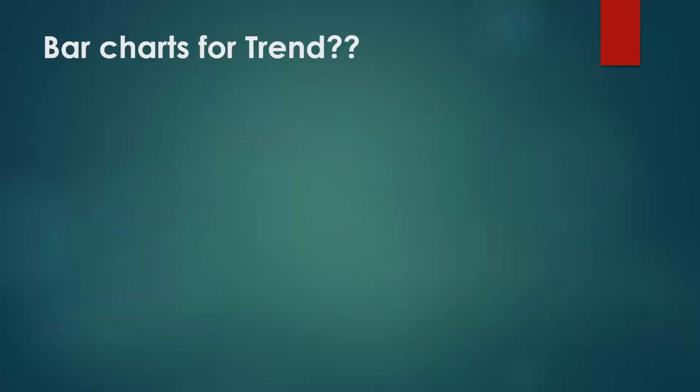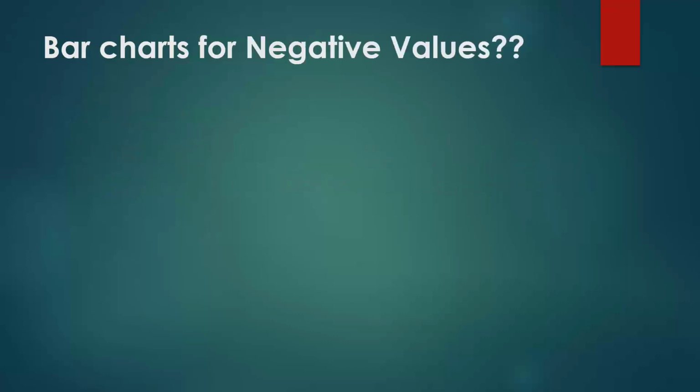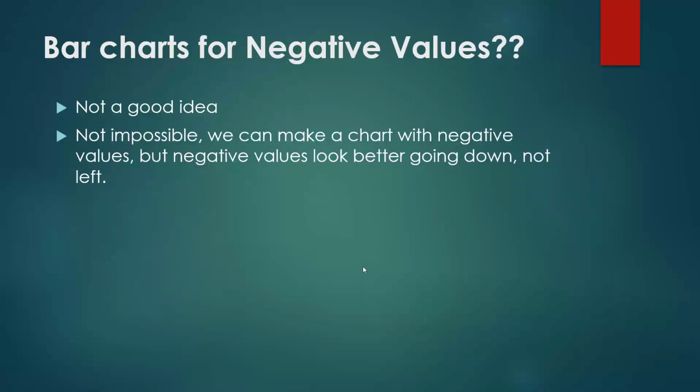Can we draw bar charts for trend? That is, can we use a time axis on the y-axis? No, not a good idea. Trend only looks good going from left to right, not from top to bottom or bottom to top. Can I use negative values in a bar chart just like we use negative values in column charts? Again, not a good idea. It's not impossible, you can do it, but negative values just look better going down as opposed to going left. But theoretically, you could do it, but not a good idea.